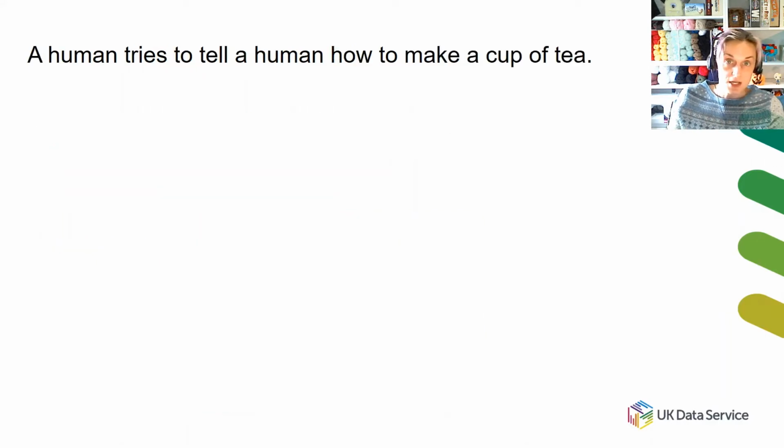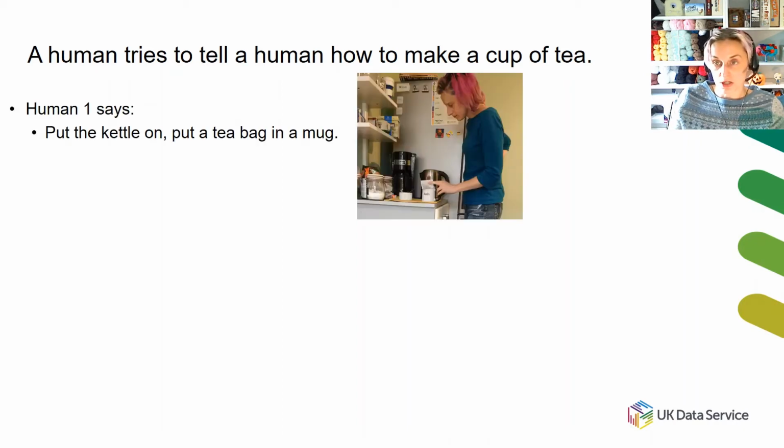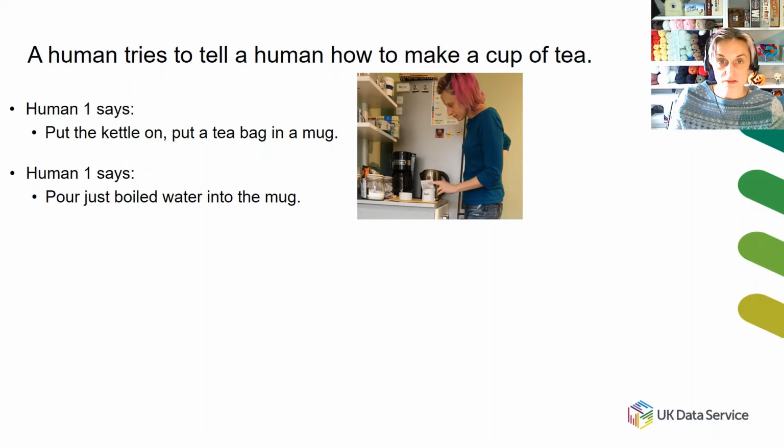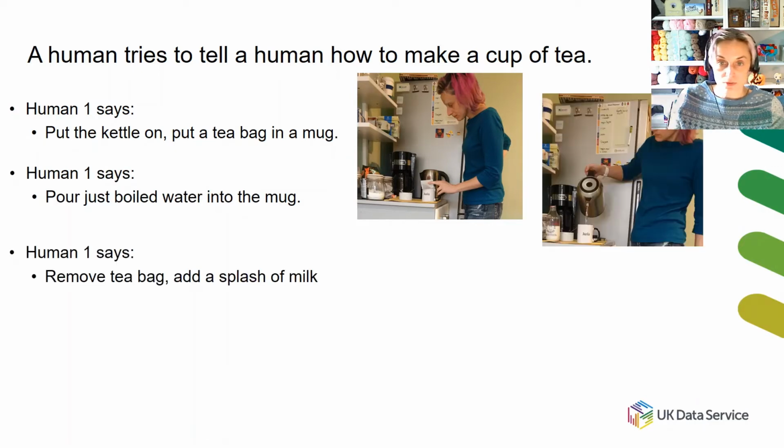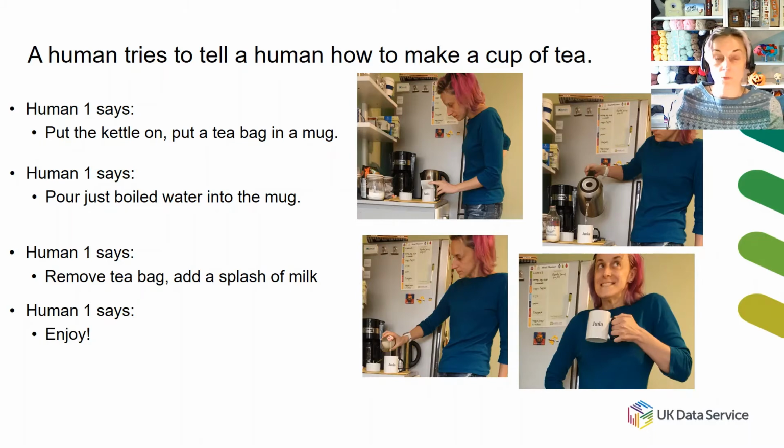So if I ask a human to make a cup of tea, I say things like put the kettle on, put a tea bag in a mug, and the human can do that. Pour just boiled water into the mug, humans can do that too. Remove the tea bag, add a splash of milk, that's no problem. Enjoy! Great, that all worked really well. This human, which in fact is me, it's fine, was able to follow these instructions quite easily.